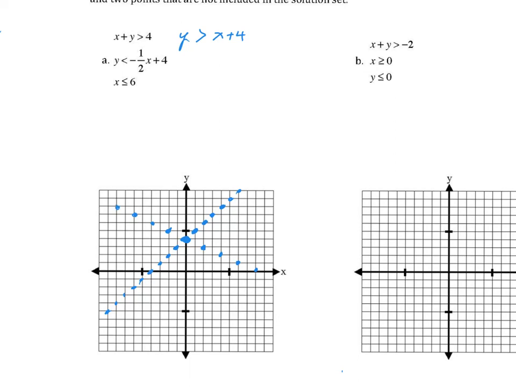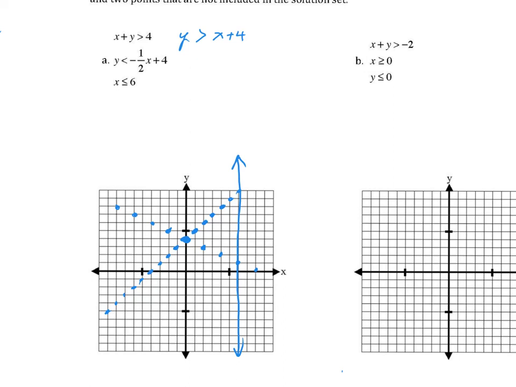And then we could go ahead and do the shading too. Okay, I'll just graph them. And then x is less than or equal to 6. X equals 6 is a vertical line, so it looks like it should, and it's going to be a solid line. So let's graph them all. It says x is less than 6.